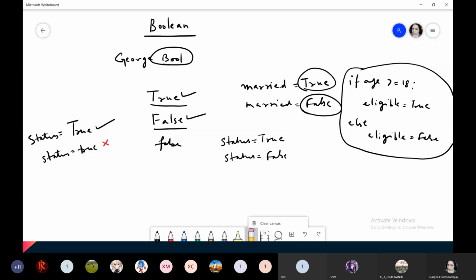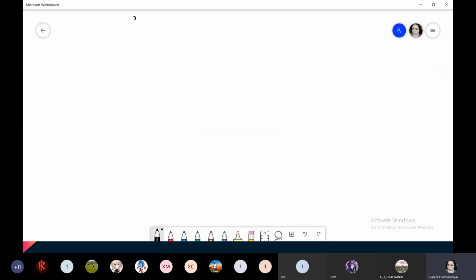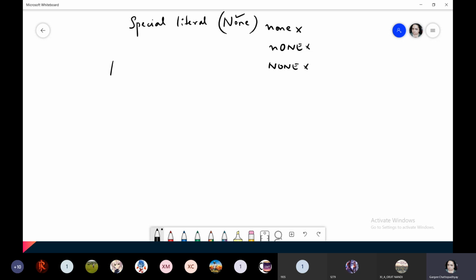Next is a special data type, a special literal, None. It is written this way, N capital, O-N-E in small. You cannot write it like this, this is wrong. You cannot write it like this. All these three are wrong. This one is the correct one. None means absence of a value, or we can say empty value.